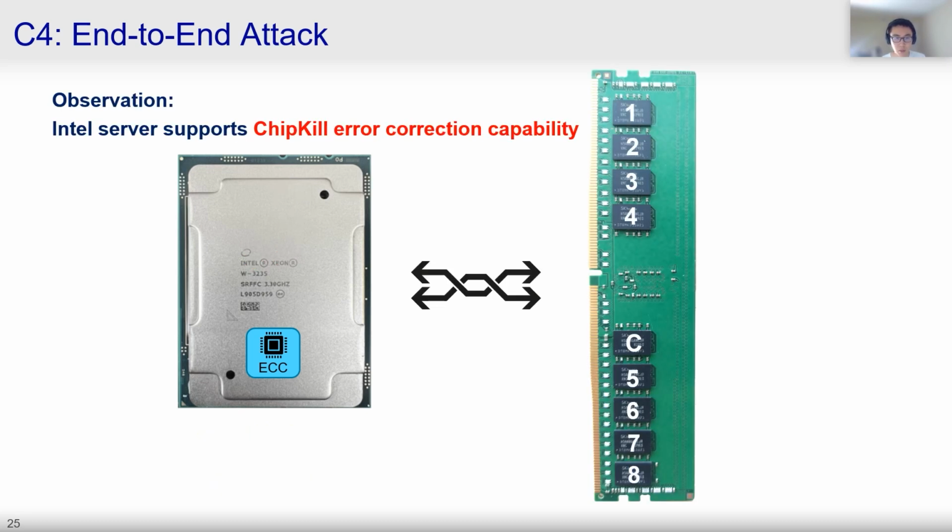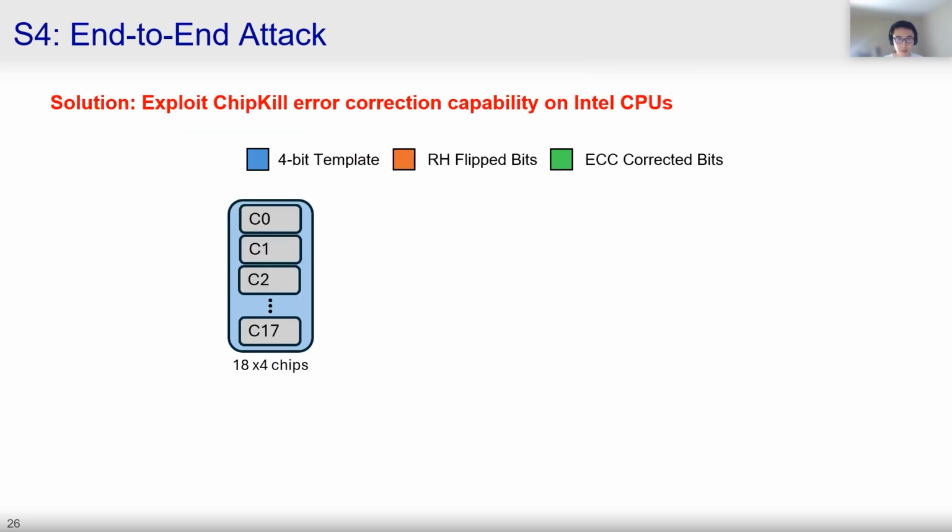What we find is that the Intel server we tested actually supports chipkill error correction capability. This means that even if a chip on the DRAM died, for example, and provides some random garbage data, the ECC logic on the server is still able to correct the data to keep the server running. So it turns out that we can exploit the chipkill error correction capability on Intel CPUs to assist our attack. I will explain how this works.